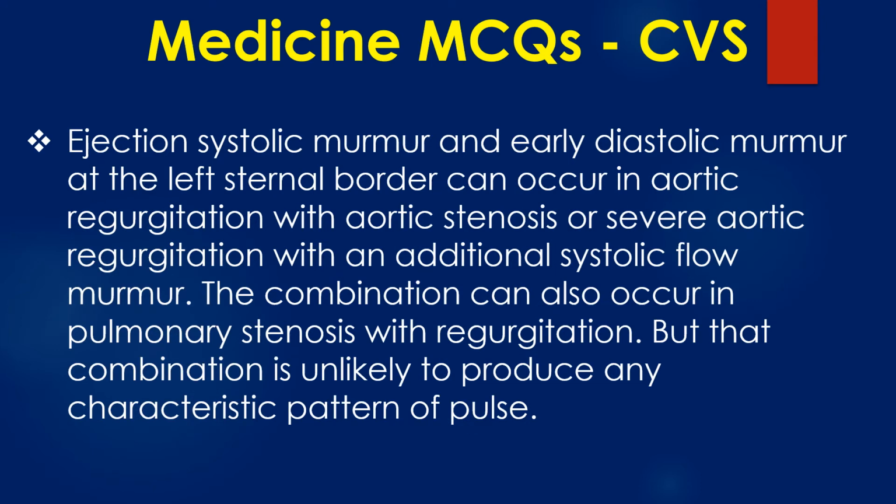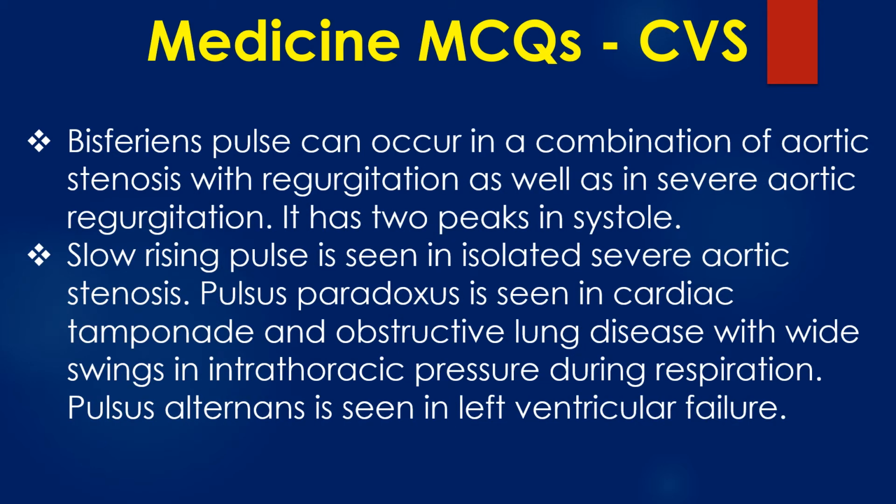Ejection systolic murmur and early diastolic murmur at the left sternal border can occur in aortic regurgitation with aortic stenosis, or severe aortic regurgitation with an additional systolic flow murmur. The combination can also occur in pulmonary stenosis with regurgitation, but that combination is unlikely to produce any characteristic pulse pattern. Bisferiens pulse can occur in a combination of aortic stenosis with regurgitation as well as in severe aortic regurgitation. It has two peaks in systole.